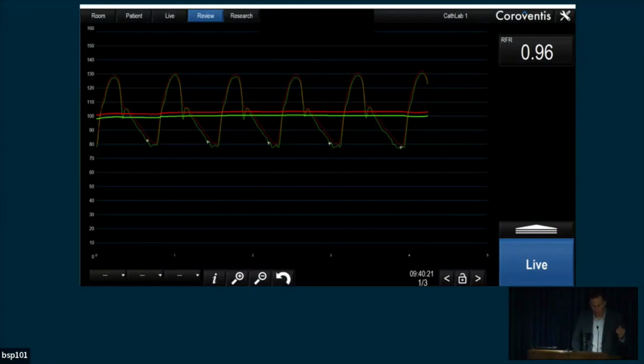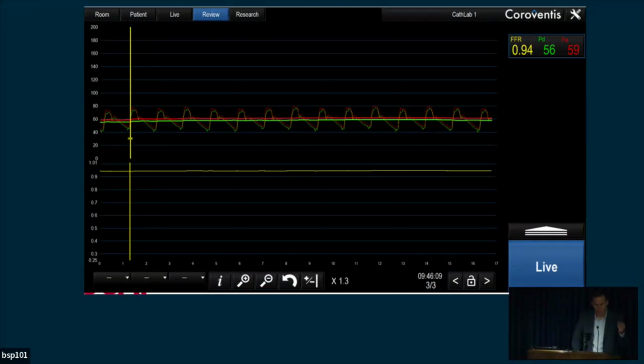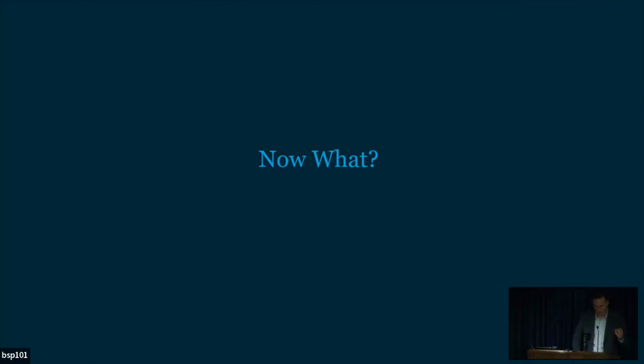We first looked at the epicardial vessels to make sure they were not diseased. Her RFR or IFR was normal. We then did the FFR, again normal. But we're not happy yet. We want to look at the small vessels.